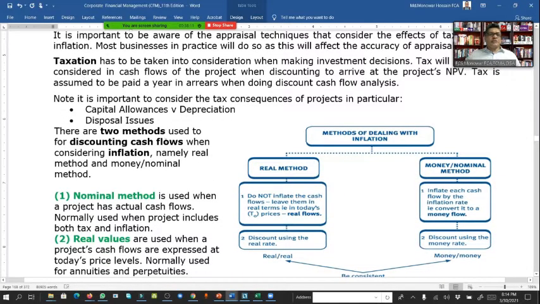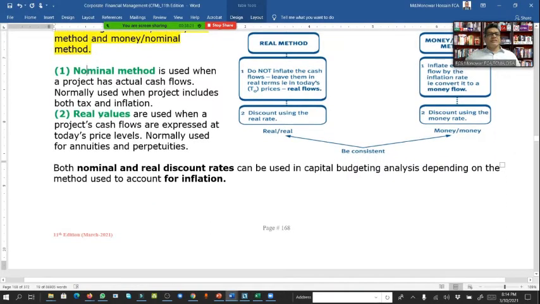Also, there are two methods of discounting cash flows for inflation. One is the nominal method, one is the real method. Once we work through the math, it will be clear.